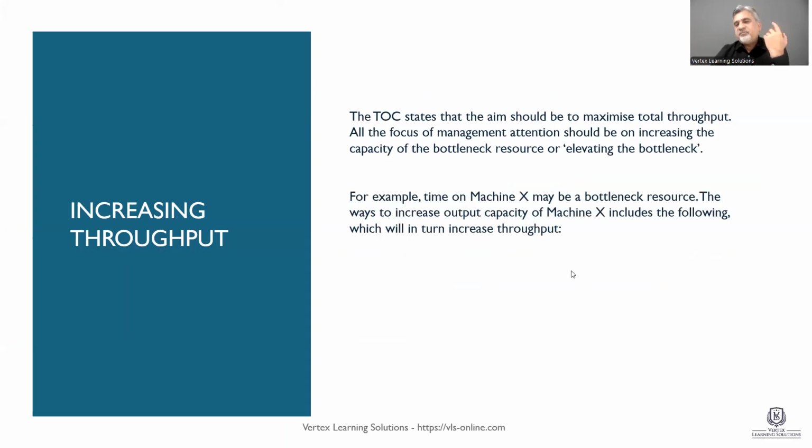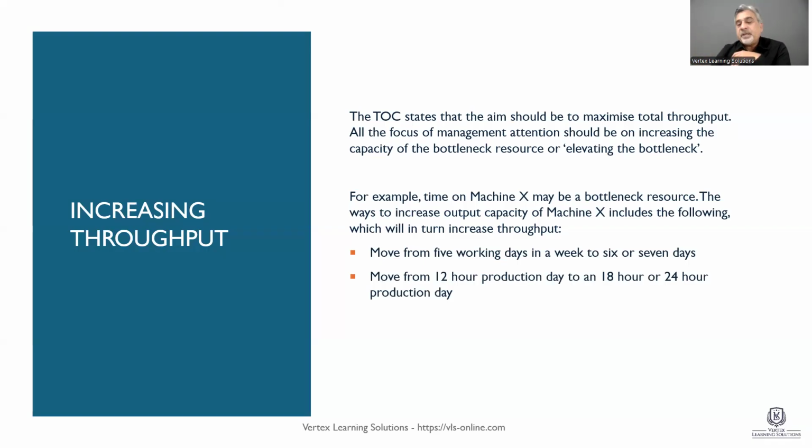So we should increase it. How do we increase that? The theory of constraint states that the aim should be to maximize total throughput of the organization. For example, time on machine X may be a bottleneck resource. The ways to increase output capacity of machine X include the following. One, move from 5 working days in a week to 6 days or even 7 days if it is needed. So departments A and C, which are okay, can work 5 days, but the machine B can work 6 days or 7 days. Maybe move from a 12-hour production day to 18 hours, or maybe 24/7.